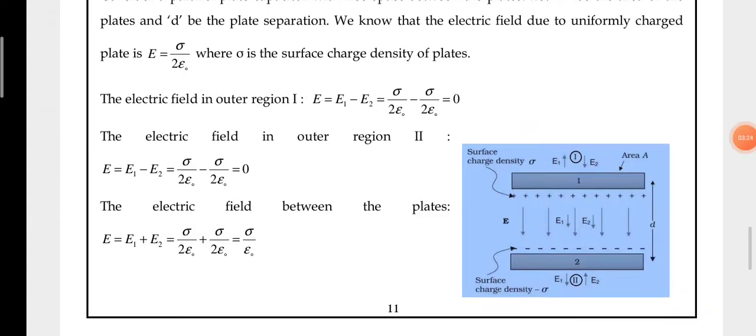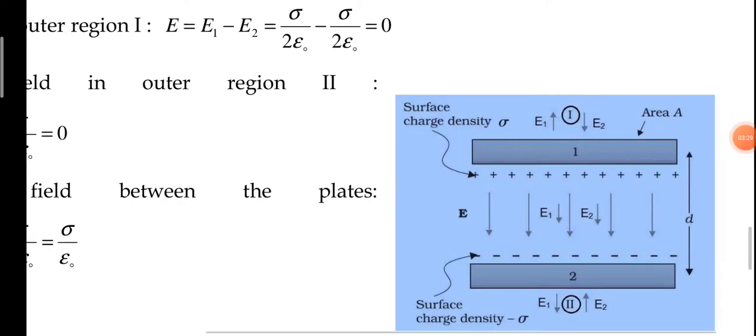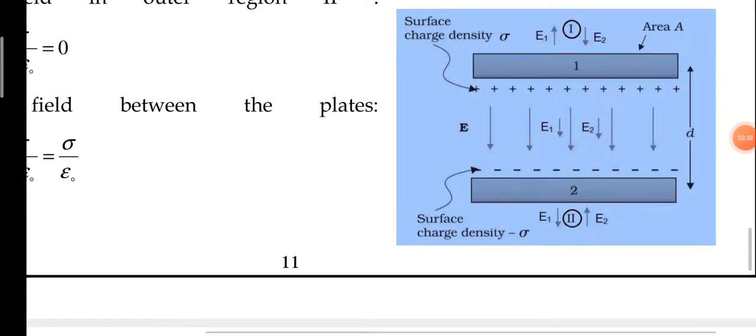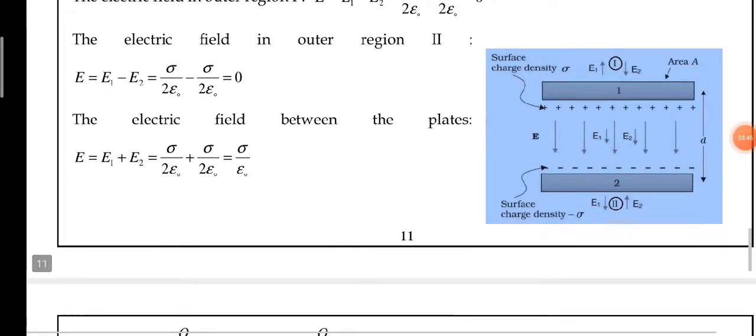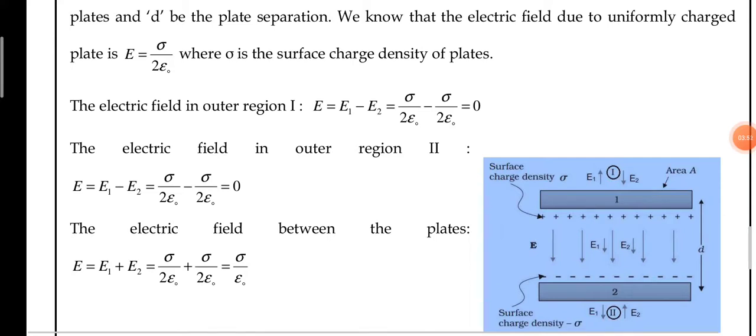Now I am going to consider three regions in the diagram: region 1, region 2 and region 3. Region 1 is above the positively charged plate. Region 2 is below the negatively charged plate. Region 3 is in between the two plates. First, we have to find the electric field in regions 1 and 2. In region 1, E1 is the electric field in the upward direction and E2 is the electric field in the downward direction. These two fields are equal in magnitude and opposite in direction.